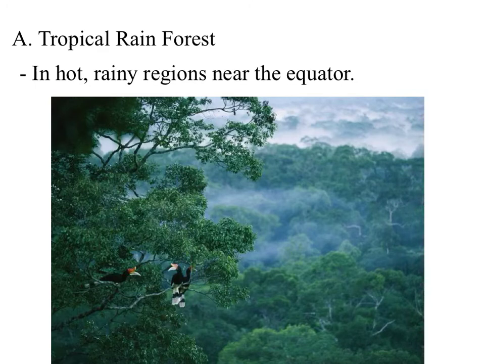So now let's talk about these different biomes one by one. We'll get into them a little bit more. Tropical rainforests, we'll start there. These occur, as you can guess, in hot, rainy regions near the equator.